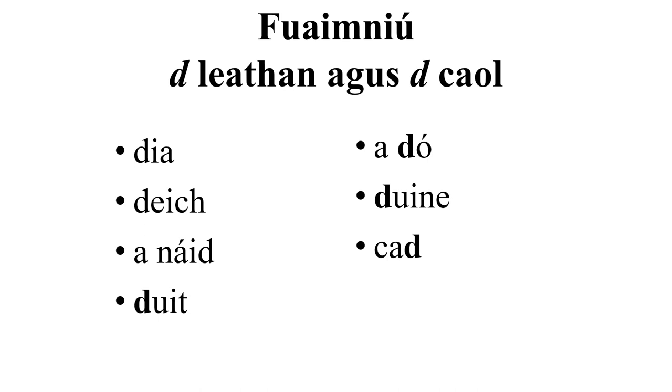Pronouncing broad D and slender D. So there are two sounds for the letter D in Irish, broad D and slender D. D leathan, broad, D caol, slender. The sound depends on the vowel before or after the D. Remember, if there's a broad vowel before the D, A, O, or U, the sound is going to be broad. If there's a slender vowel after the D or before the D, E or I, the sound is going to be slender.